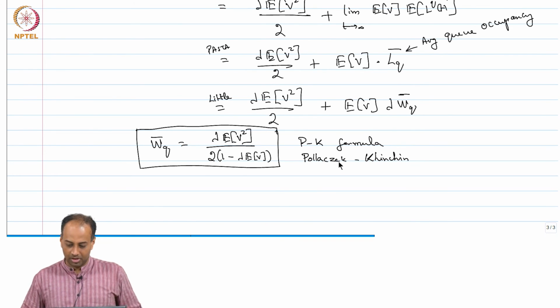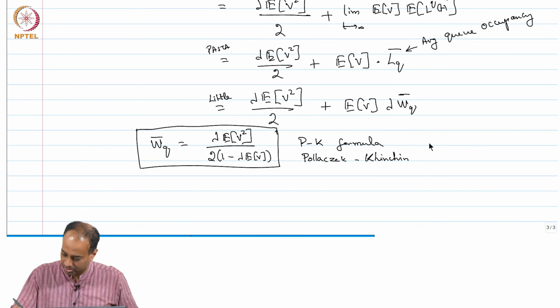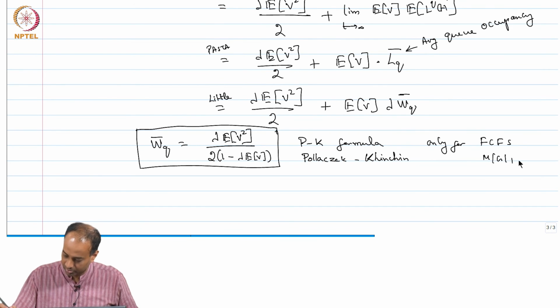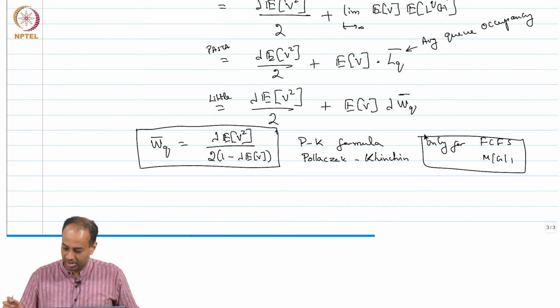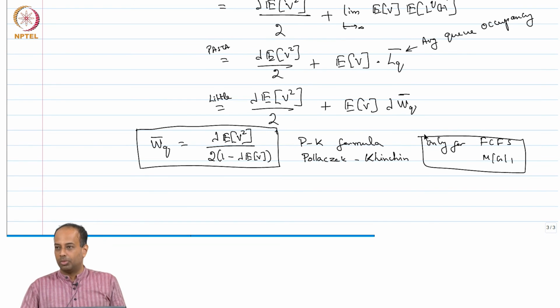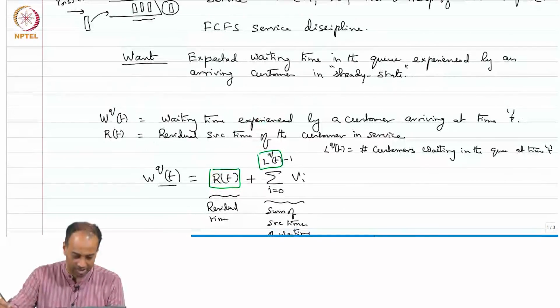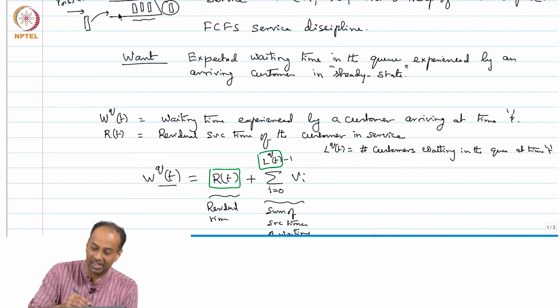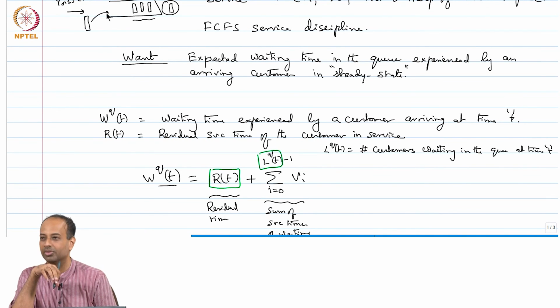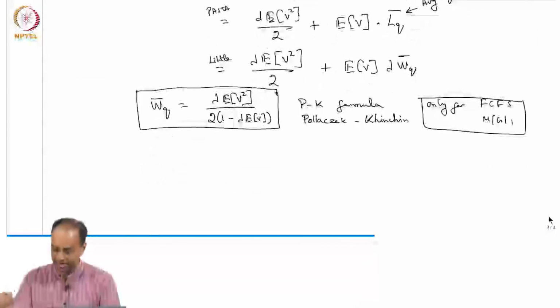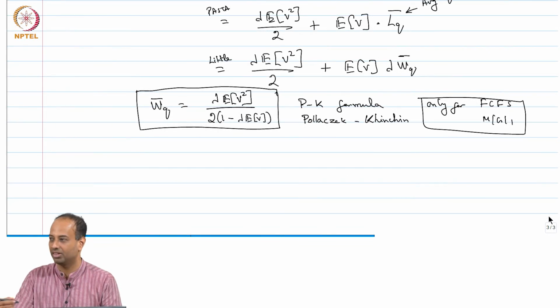Okay. This is only for FCFS. If the service discipline is different, you cannot use this formula, okay, because we have very crucially used the fact that, if you look at this picture, you are waiting for the person in service and then waiting for everybody who has arrived before you, right. So, we are directly using the FCFS nature of service, otherwise this formula will not hold.